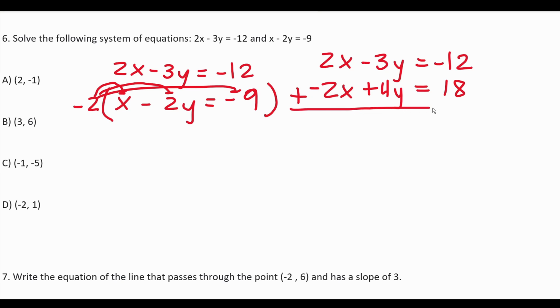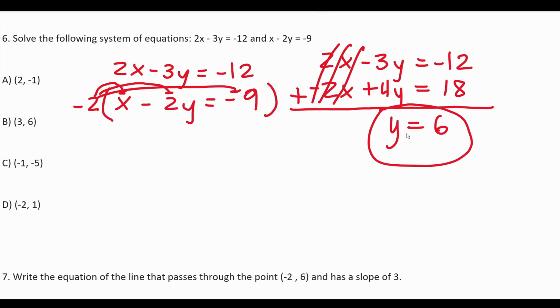Now that we've rewritten this bottom equation, we're going to add the 2 equations together. And 2x plus negative 2x is eliminated. Again, that would be 0, so it's gone. Negative 3y plus 4y is just y. And then we have negative 12 plus 18, which is just going to be 6. Okay, so we solve for y at this point.